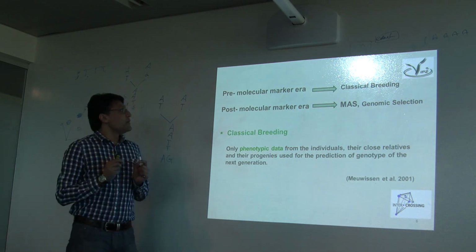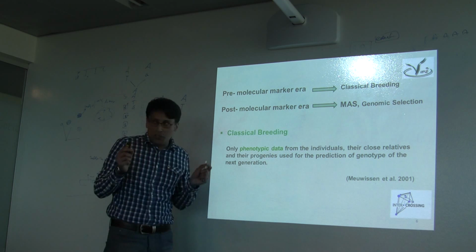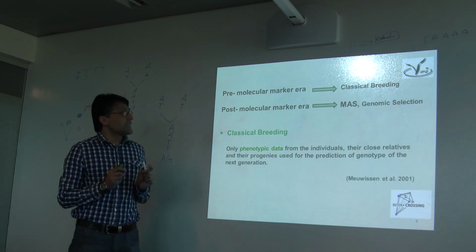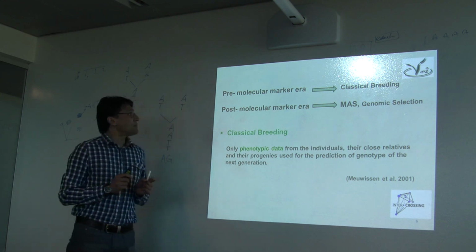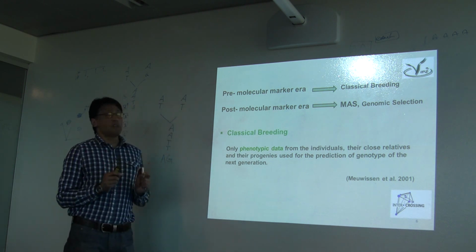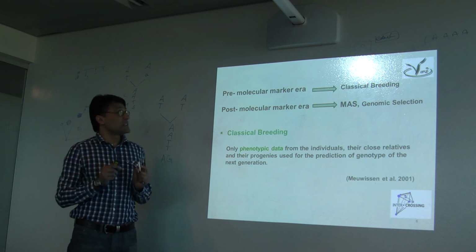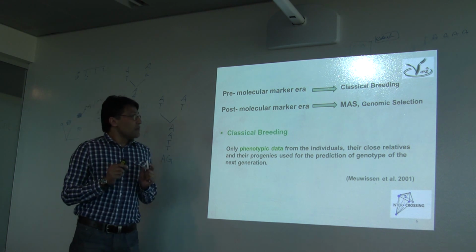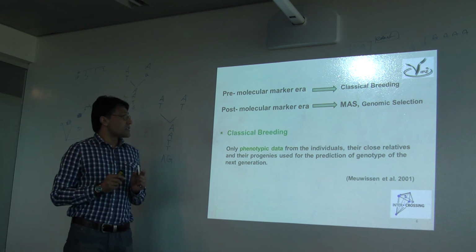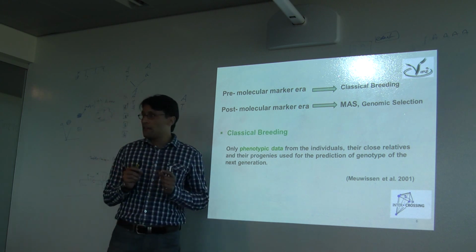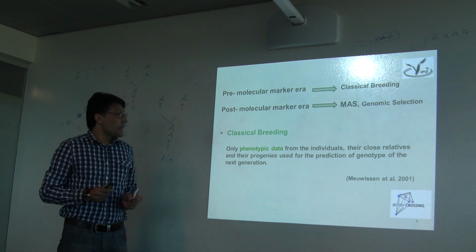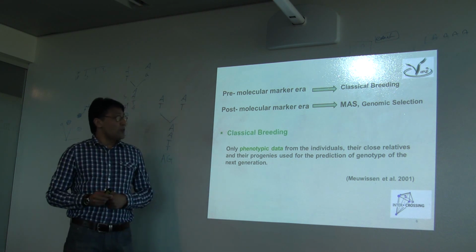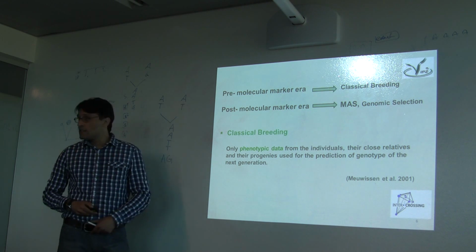Okay, breeding can be classified or put into two categories in general, or in two eras actually. We have classical breeding, and we have the molecular marker era, which is post-molecular marker era. So that is marker-assisted selection and genomic selection. What happens in classical breeding is that we take only phenotypic data, or field data, you can say, from individuals, their close relatives, or their progenies, and we predict the genotype of the next generation.